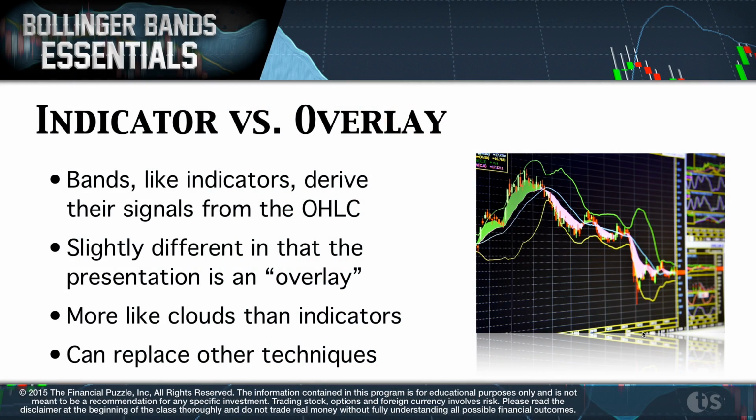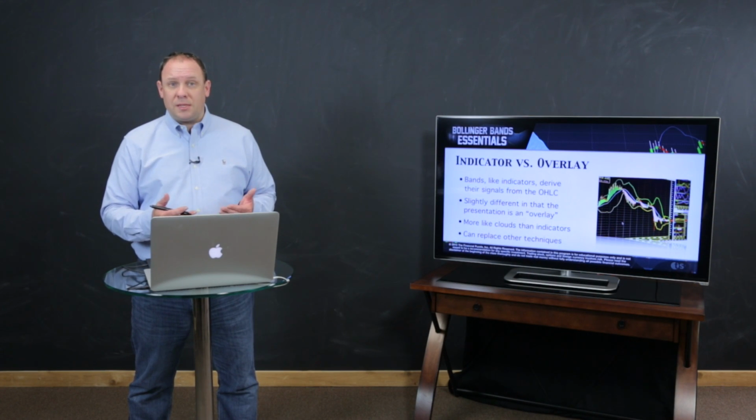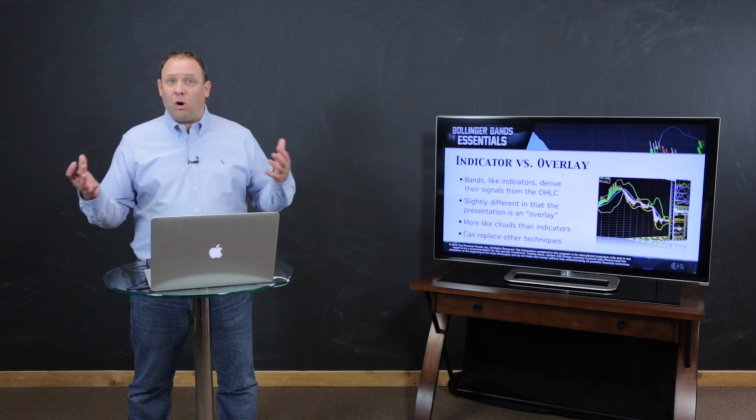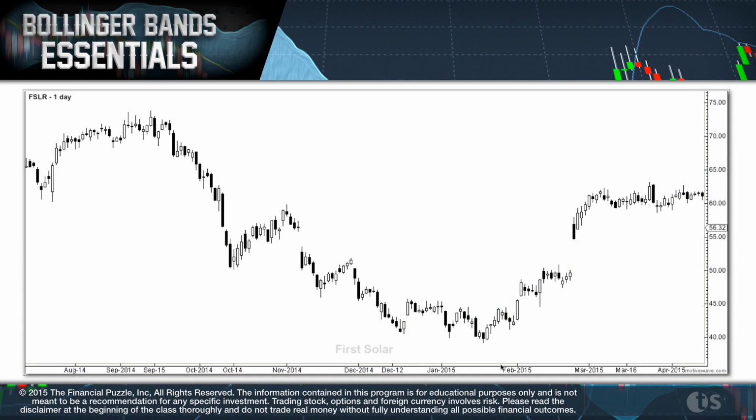Now, here's another cool thing about the overlays. Most of your overlay systems can actually replace some other techniques, and we see that happening here with the Bollinger Bands. As I've already mentioned, it can replace some of your support and resistance lines. It can replace the moving averages if you want it to, because it's all kind of contained right there inside that system. Let's take a look over here at First Solar again and look at this price action that you see.